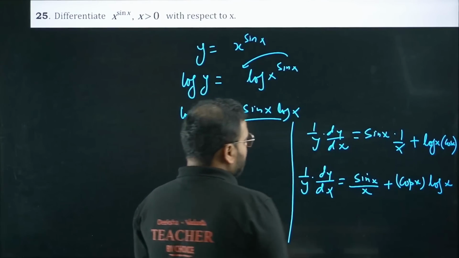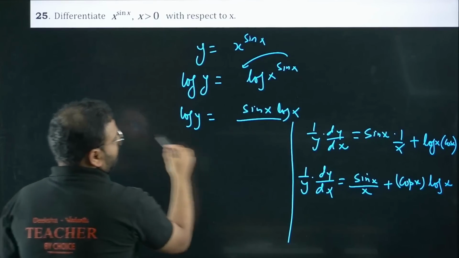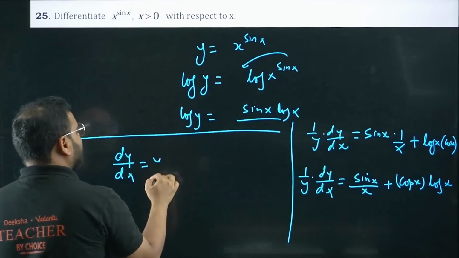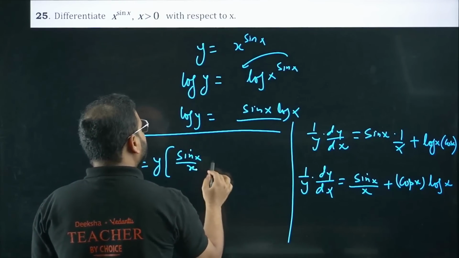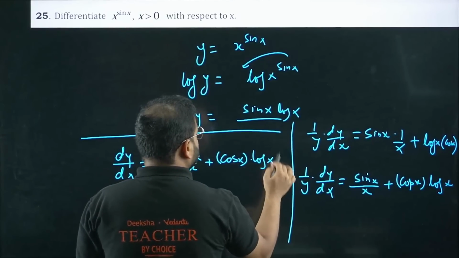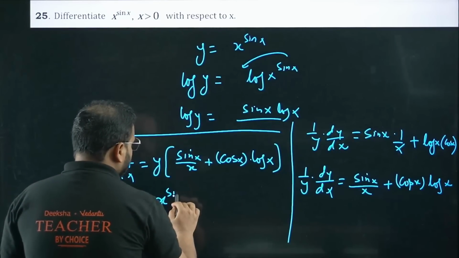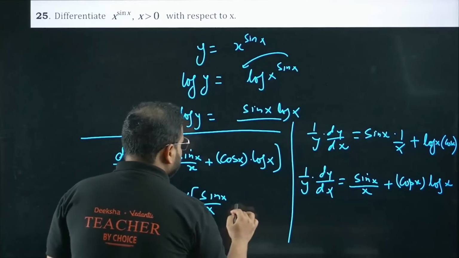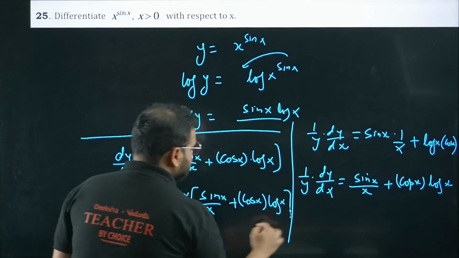We want to take the y value to the other side, because we are looking for only the derivative. So the answer will be dy by dx equals y times, in the bracket, sin x upon x plus cos x times log x. For the value of y, we have x power sin x, and the other bracket comes again: sin x upon x plus cos x times log x. This is clear?